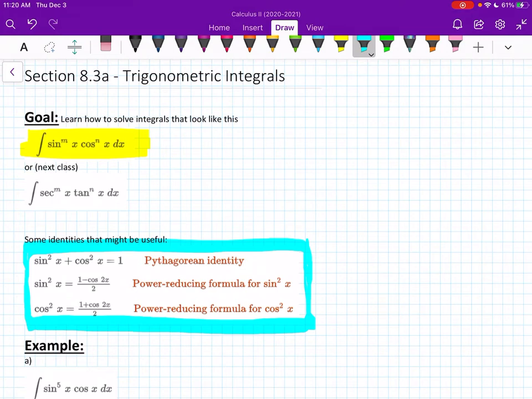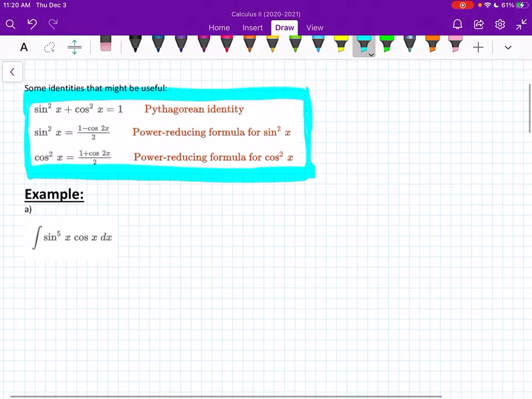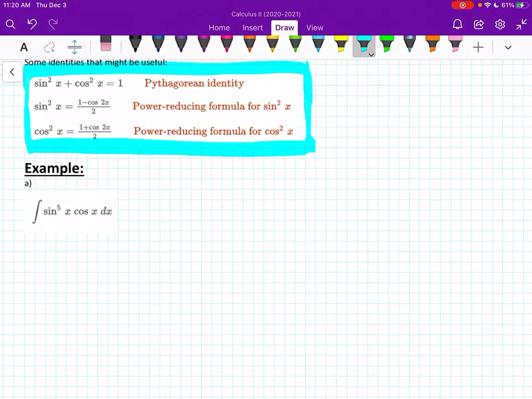Two other helpful formulas, we call them power reducing formulas. If I have sine squared or cosine squared, I can reduce that to 1 minus cosine of 2x over 2 or 1 plus cosine of 2x over 2, depending on if I have sine or cosine. So these are super helpful, and you'll see why in a second. So we're going to do one quick example, and then I'm going to give you some tips about when to use which identity. All right, so our first example is sine to the fifth of x times cosine of x.